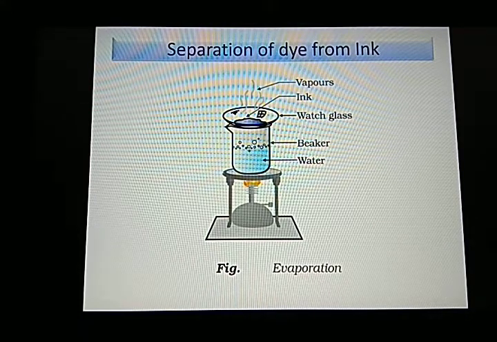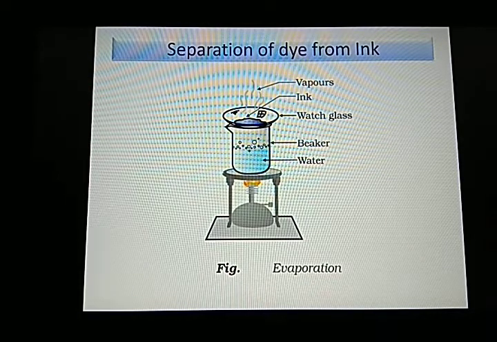Now we have to continue this evaporation until the ink gets reduced to the dye. That means the ink is a liquid. It will evaporate, and you will see that slowly and gradually the amount of the ink will reduce, and it will reach some point where no more evaporation is taking place. Then you can see that there will be a residue left behind on the watch glass, and that residue is nothing but the dye from the ink.